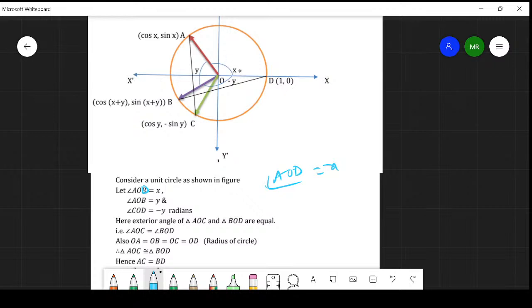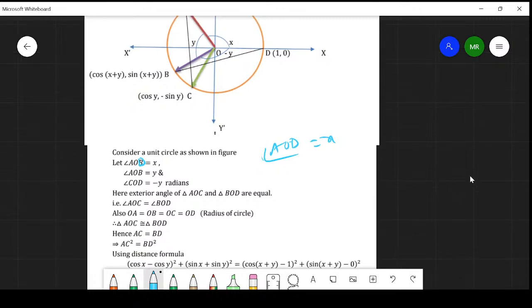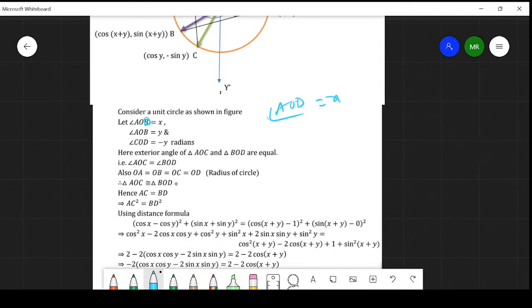When I take x radians, the point on the circumference is (cos x, sin x). This B point is (cos(x+y), sin(x+y)), since the entire angle is x plus y. This point with minus y is (cos y, minus sin y), this is the point C. Consider those points. Now using the distance between 2 points formula, you write AC square equal to BD square.